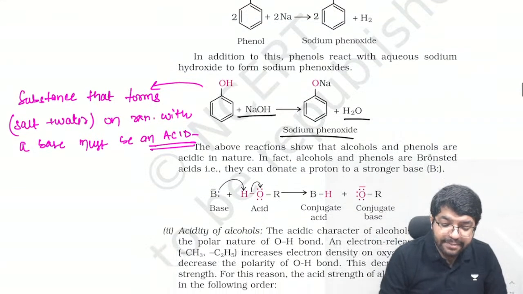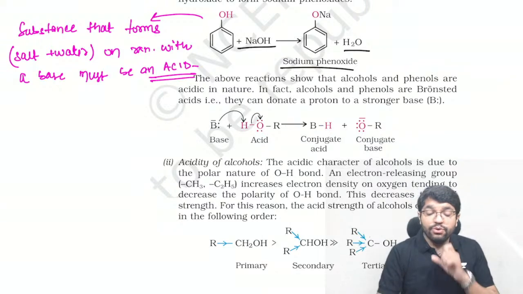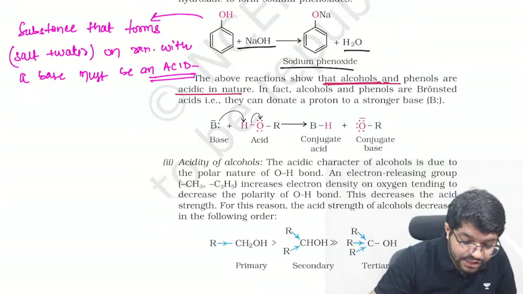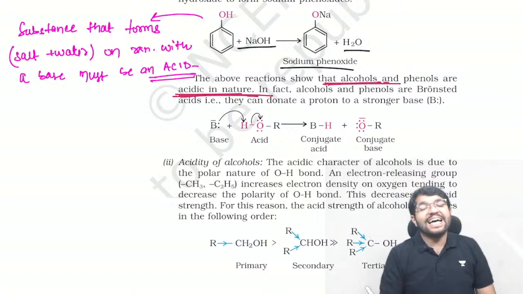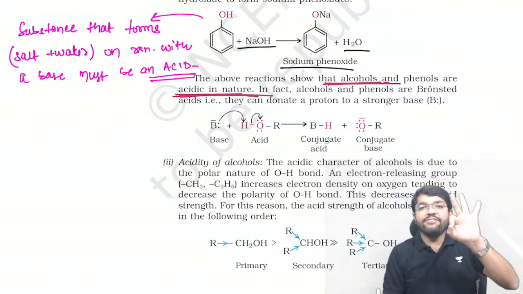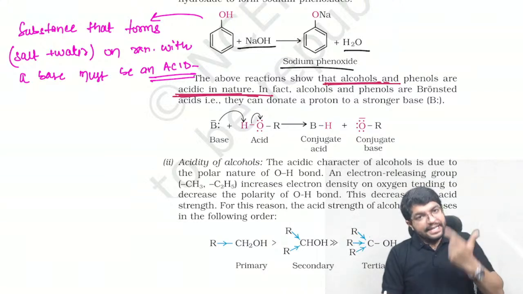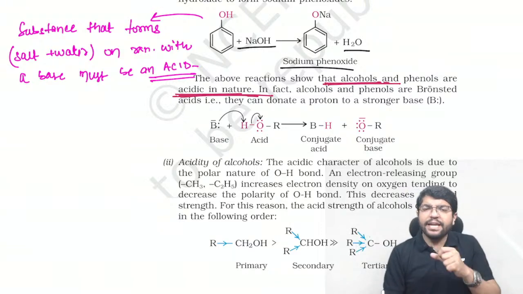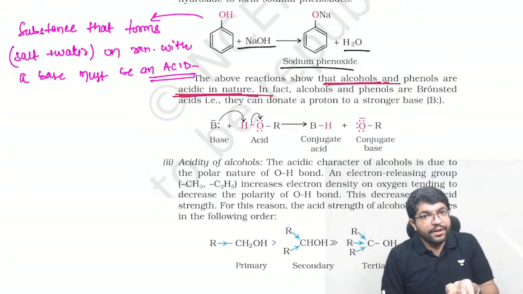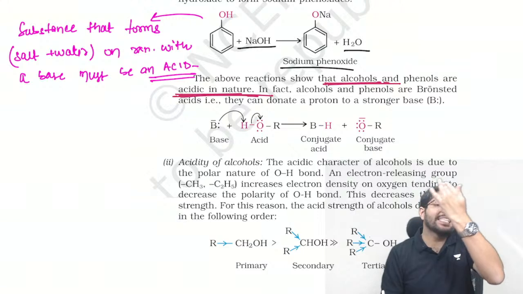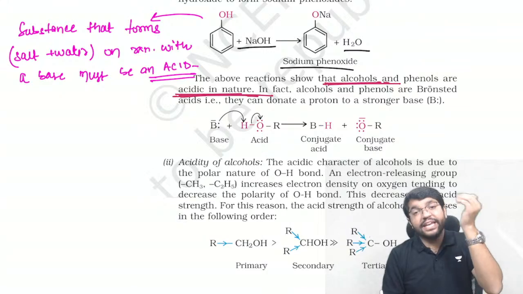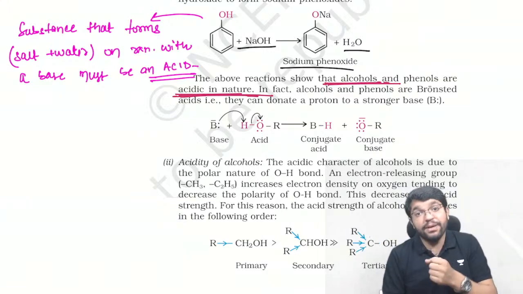Quickly, what they tell is that the above reactions show that alcohols and phenols are acidic in nature, and they are Bronsted acids. In equilibrium, we have three types of acids. Arrhenius acid gives H plus. Bronsted acid gives H plus, but in terms of proton, it is able to give proton. And then Lewis acid can accept a lone pair. What can give a lone pair is a Lewis base, and what can accept a lone pair is a Lewis acid.